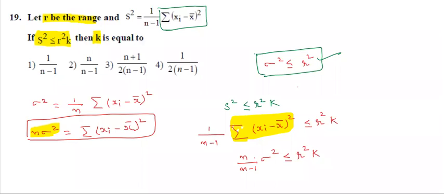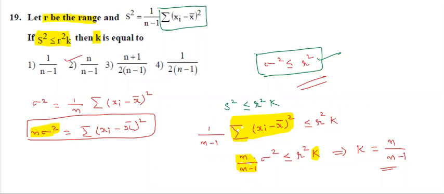Already we know the condition here: sigma square is less than or equal to R square. By comparing both, what is the K value? K value is equal to n by n minus 1. By comparison, the K value we got is n by n minus 1.